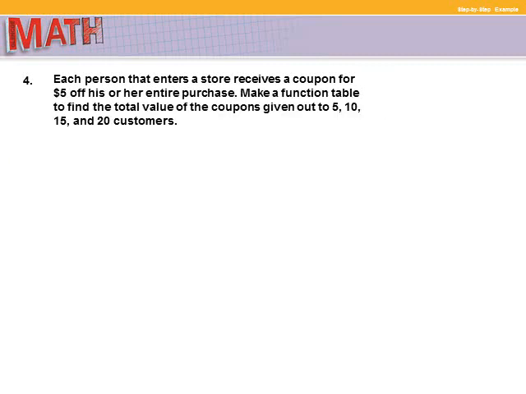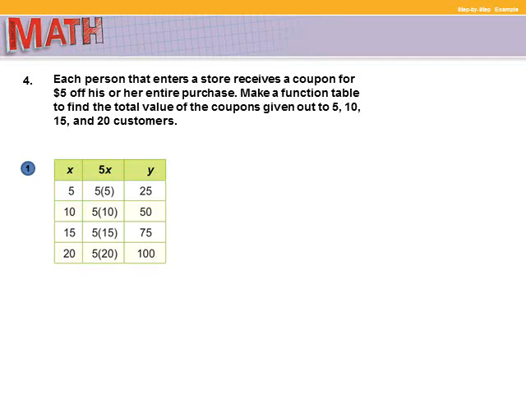It's the same problem. Each person that enters a store receives a coupon for $5 off his or her entire purchase. Make a function table to find the total value of the coupons given out to 5, 10, 15, and 20 customers. Okay, so now it's asking me to create the table, but note that it is giving me the value of x, the number of customers. I have 5, 10, 15, and 20 customers. So now I can't just write 0, 1, 2, 3 in the x. I'm going to use the numbers given to me, 5, 10, 15, and 20.